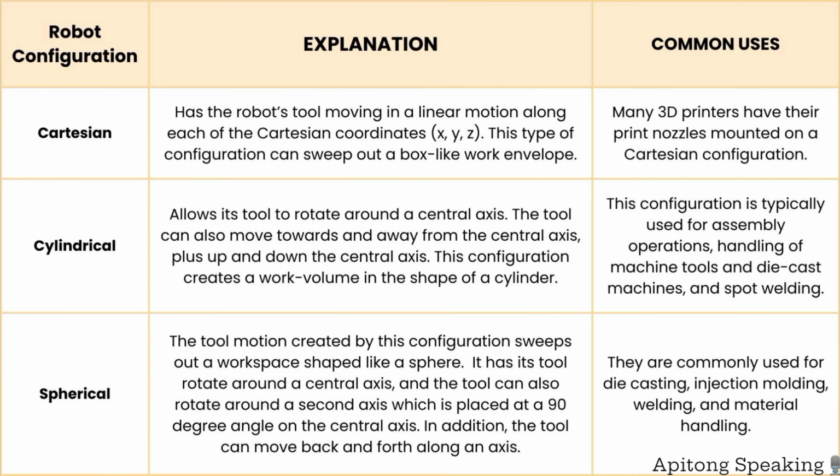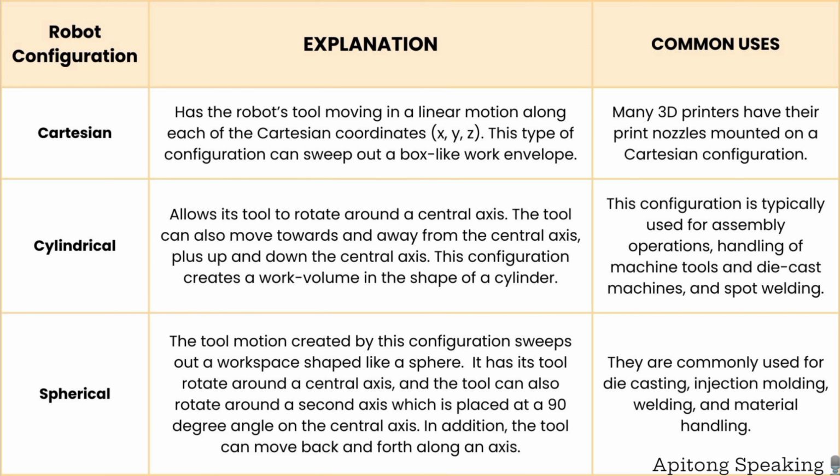In this slide, you can see a table with the robot configuration, explanation, and their common uses. First, we have the Cartesian. A Cartesian has a robot's tool moving in a linear motion along each of the Cartesian coordinates x, y, and z. This type of configuration can sweep out a box-like work envelope. For the common uses of a Cartesian robot configuration, it is usually used in many 3D printers that have their print nozzles mounted on a Cartesian configuration.